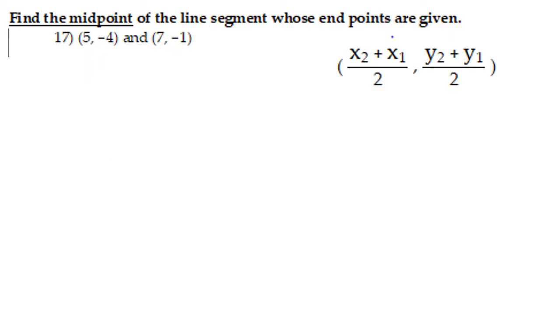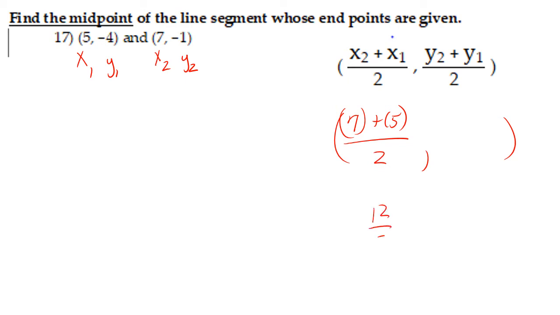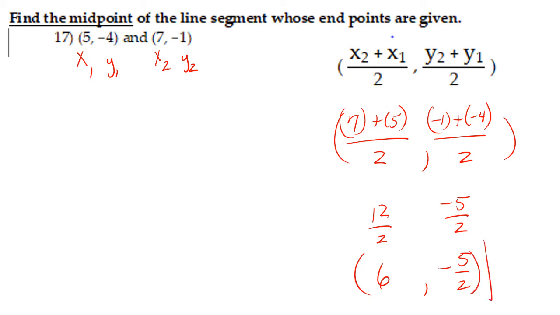And here's another formula problem. Again, we have x1, y1, x2, y2, and I substitute in using this formula. The x2 is a 7, the x1 is a 5. So 7 plus 5 would give me 12 over 2, which is 6. Then I would substitute in the y values, negative 1 plus negative 4. And that's negative 5 over 2, which does not simplify. Leave that as negative 5/2. That would be my midpoint.